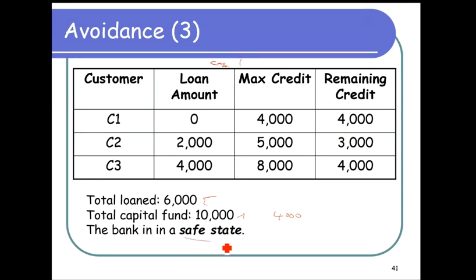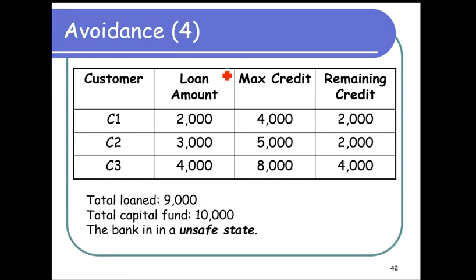So this bank is in a safe state. It still has 4,000, so the bank still has enough money. This is a safe state because the bank still has enough money left to satisfy the maximum request of C1, C2, or C3. Not all of C1, C2, and C3, but at least one of them.